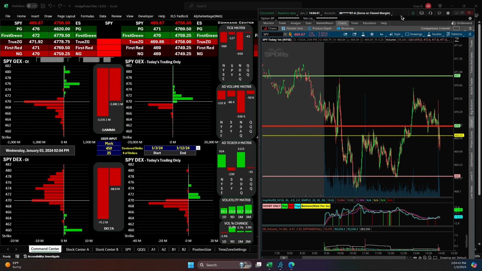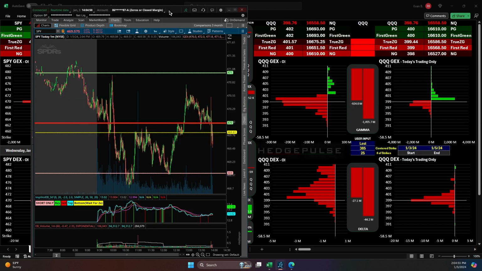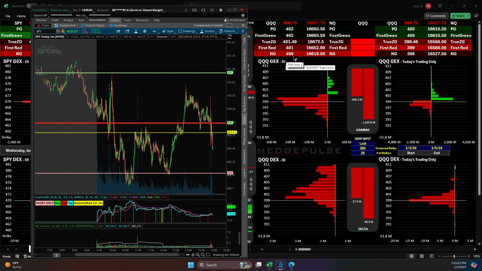So if we move this out of the way, here is QQQ. It's at 398.73. The NG, the first big level we look at, is 400. We looked at that earlier. And then 398 now, it's the biggest red bar, 398. We're getting close. We're getting closer. So the delta 399, a lot of 399 puts have been bought today.